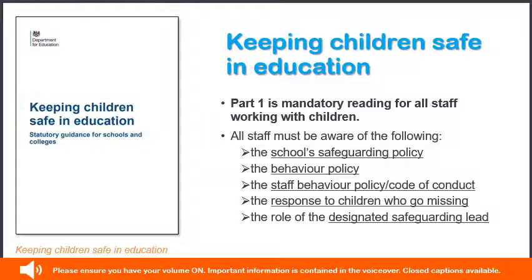All staff need to be aware of the following: the child protection policy within schools or other institutions, the behavioural policy, the staff behaviour policy, sometimes called a code of conduct, how to respond if a child goes missing from education, and the role of the designated safeguarding lead, including who they are and who any deputies are within the organisation. Please be aware that the guidance in Keeping Children Safe in Education is updated regularly, so you will need to keep up to date with any changes.